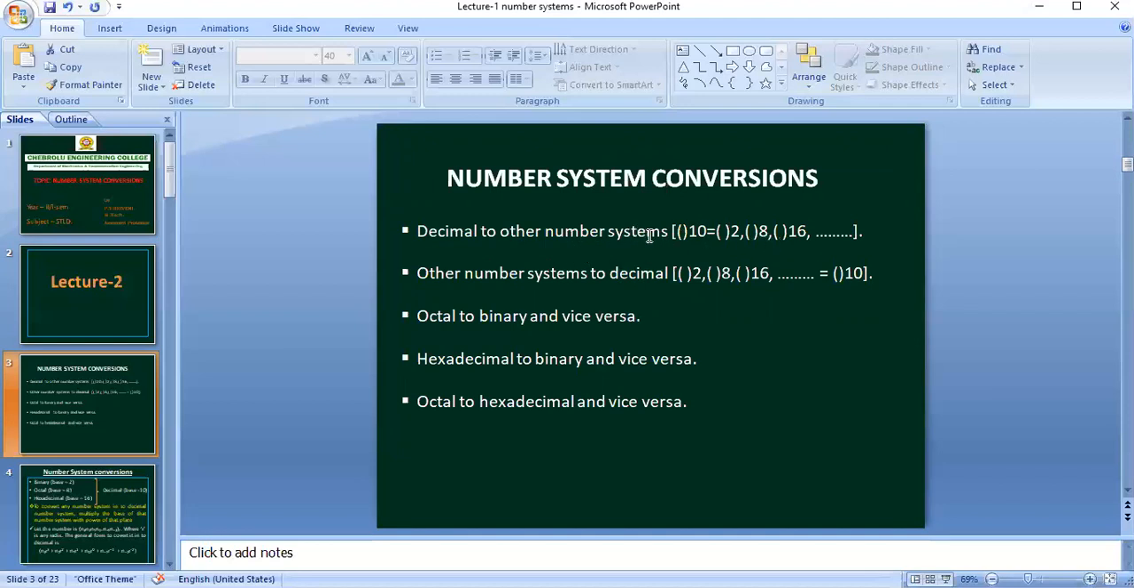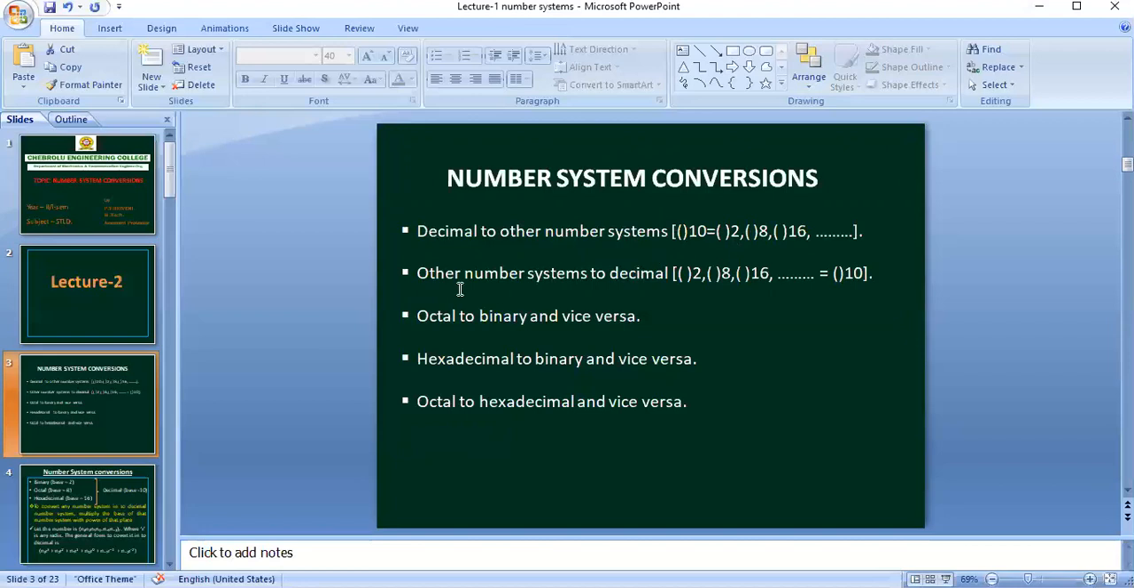The base or radix of the decimal number system is 10. What are the other number systems we have? Binary, octal, and hexadecimal. Whatever the number system is, it may be base 3, it may be base 7, you have to convert the given decimal number into that number system. So what is the procedure? That I'm going to explain to you.